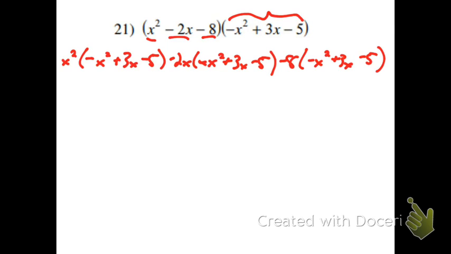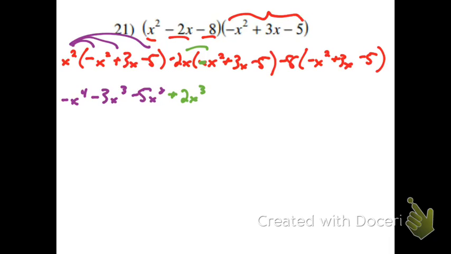So once again, as I've done previously on other videos, I'm going to go ahead and color code these. So this will be negative x to the fourth minus 3x to the third, and then minus 5x squared. Then I'm going to have this negative times a negative. No, it doesn't look like it, but that's just a negative right there. So it's going to be plus 2x to the third minus 6x squared, and then plus 10x.